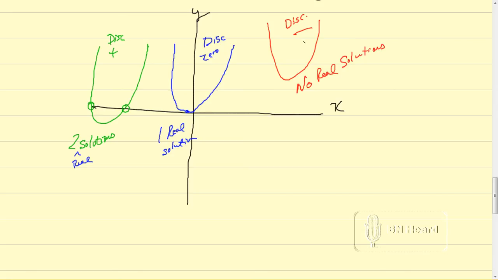So, let's go over that again. If my discriminant is positive, it intersects the x-axis in 2 places and has 2 real solutions. If my discriminant is 0, it touches the x-axis in 1 place and has 1 real solution. If my discriminant is negative, it has no real solutions.